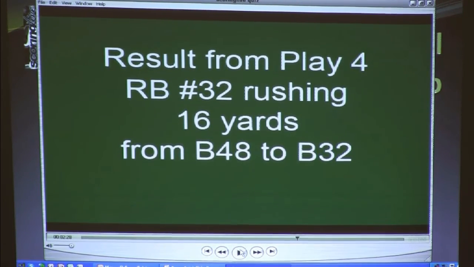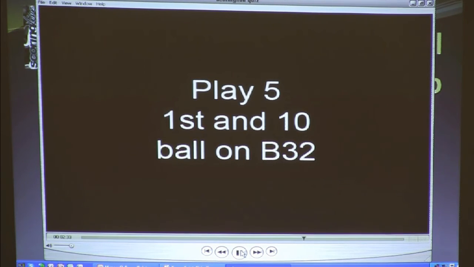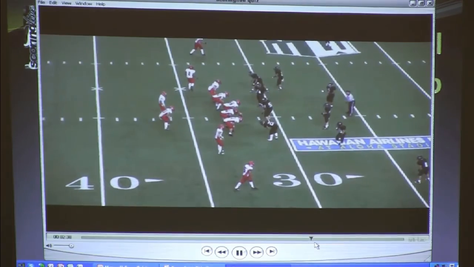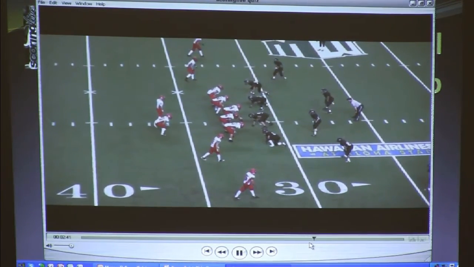Just keep in mind, it doesn't happen like this in the real game. You don't get to see it 3 times, you know. You got to really kind of make that decision as you move along. Okay, so here's the result. 32 rushes from the B48 to the B32. Credit number 32 for 16 yards. Okay?